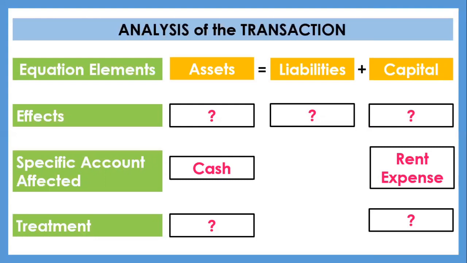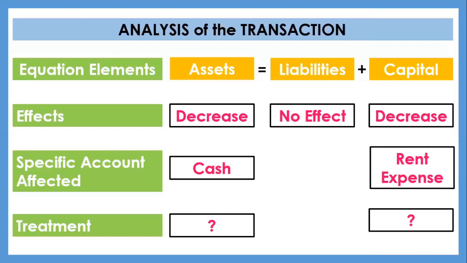liabilities, and capital. So in this case, our cash will decrease our assets since, like I said earlier, we let 4,500 pesos cash out from our pocket. And therefore, there was an outflow of our asset. On the other hand, our rent expense will decrease our capital, and there will be no effect under liability.